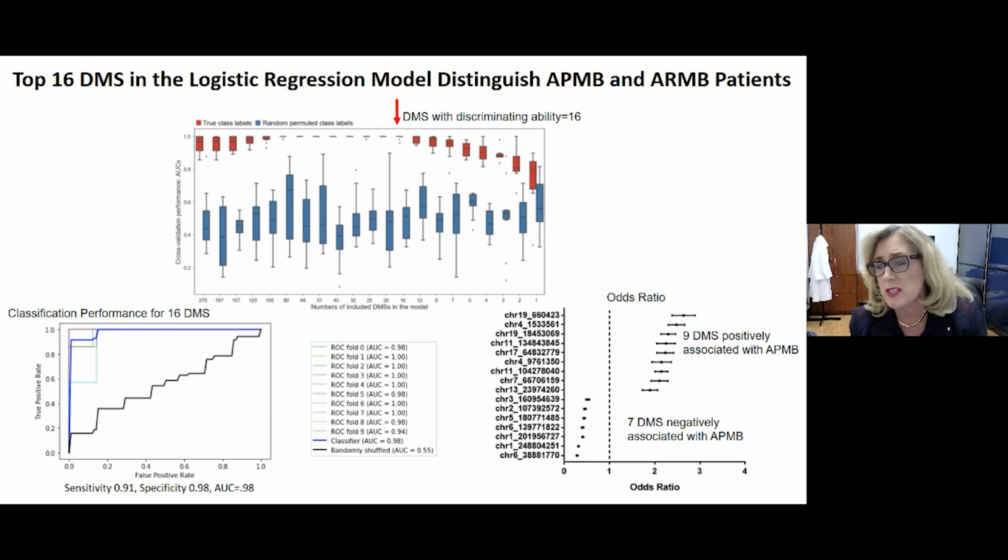And if we look at the right, we see that 9 of these DMS are positively associated with persistent infection, and 7 of them are negatively associated with persistent infection. So using DMS, we could really develop a model that could distinguish persistent infection and resolving infection right from the time that the patient was diagnosed. Next slide, please.